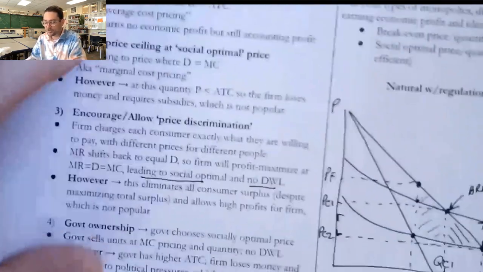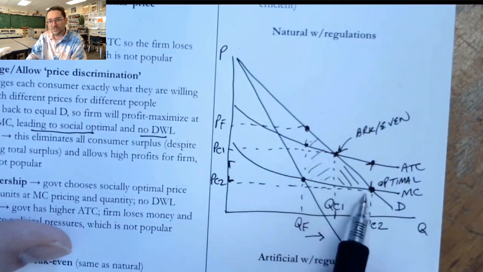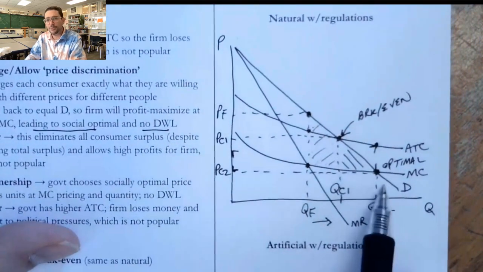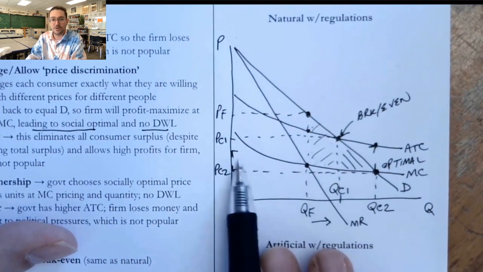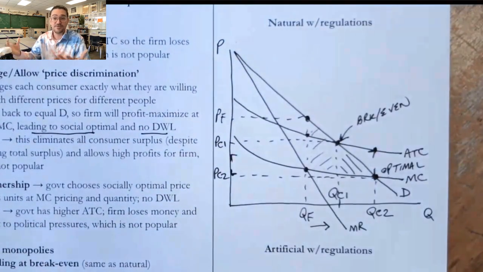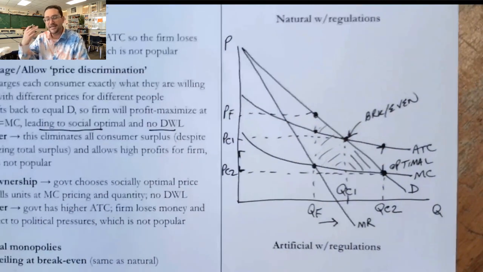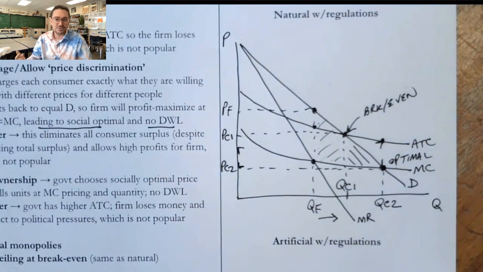So we have four options. Price ceiling at a break even doesn't fully deal with the problem of deadweight loss. It leaves us with this little bit here. We could do a price ceiling at the optimal, but then we have to subsidize it because of the economic losses that are happening. You could allow them to price discriminate, which causes the firm to produce the socially optimal quantity, but then consumers feel like they're getting ripped off. And then last, you could have the government buy them up, but then there are higher costs and they're still losing money, and people feel uncomfortable with that.